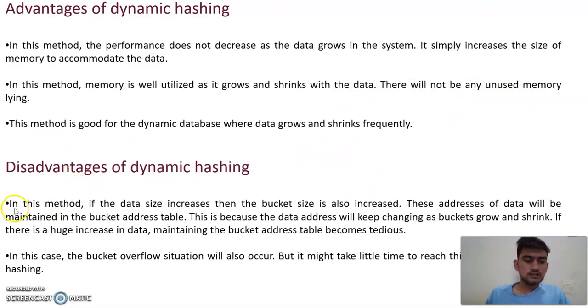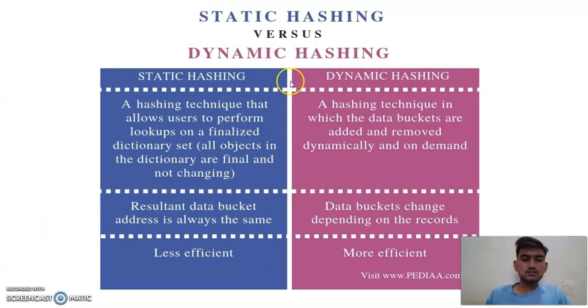The disadvantages are: in this method, if the data size increases, then the number of buckets also increases. The addresses of the data are maintained in the bucket address table. This is because the data address will keep changing as buckets grow and shrink. If there is a huge increase in data, maintaining the bucket address table becomes tedious. In this case, the bucket overflow situation will also occur, but it might take a little time to reach this situation, unlike in static hashing. So let us see some differences between static hashing and dynamic hashing.